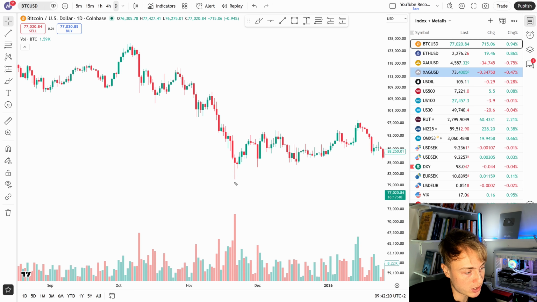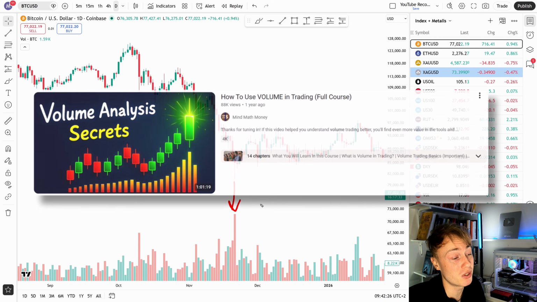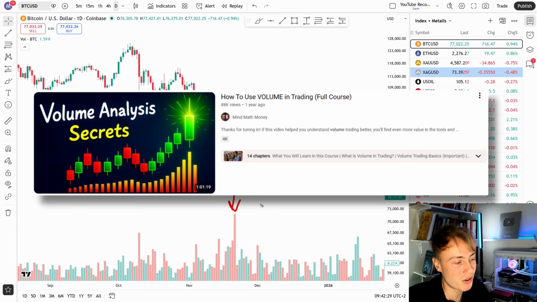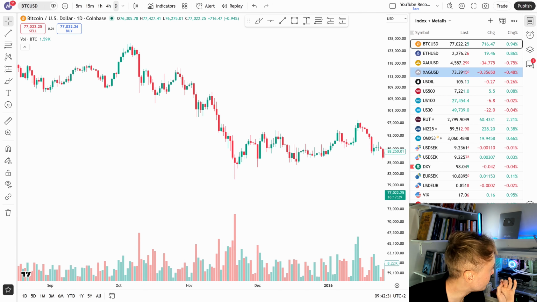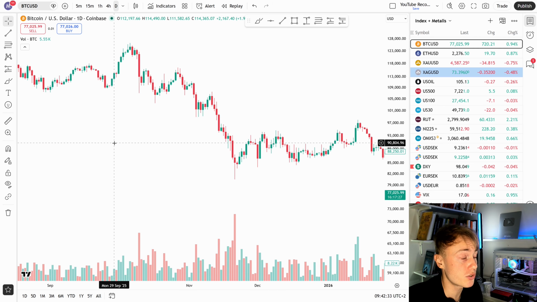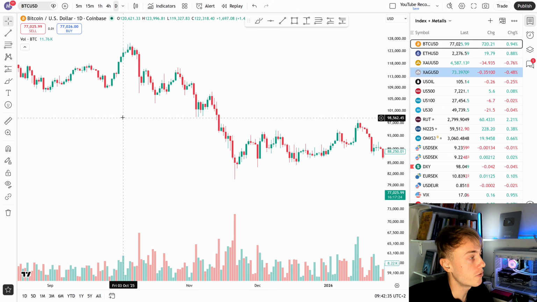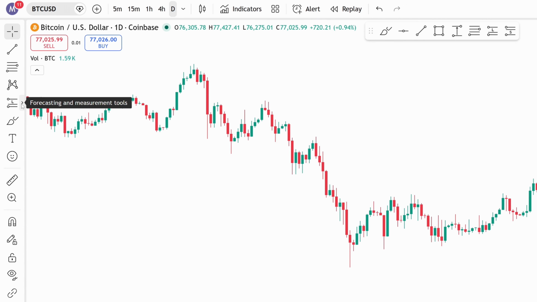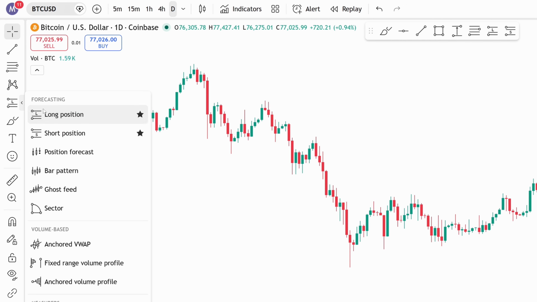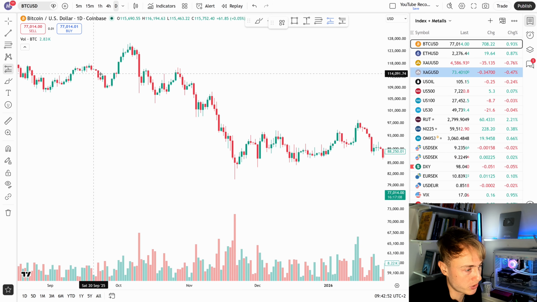So this right here, we also actually had volume, but that is a little bit outside the scope of this video. If you want to learn more about volume, I do have a full course on volume. I can link it in the video card and description. But as I said, what I want to do now is just to show you guys the risk to reward tool in TradingView. And to find that tool, you want to go here where it says forecasting and measurement tool. And here we have a tool called long position, and we also have one called short position. If you are betting that the price will go up, which is the most normal trade, you want to use the long position right here.